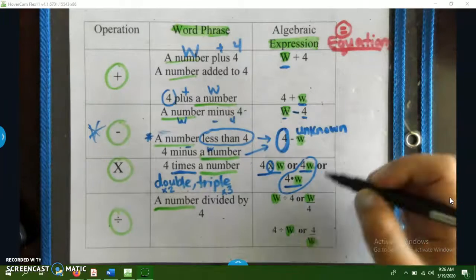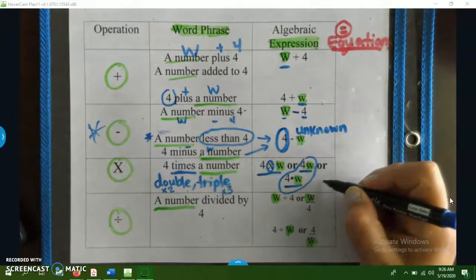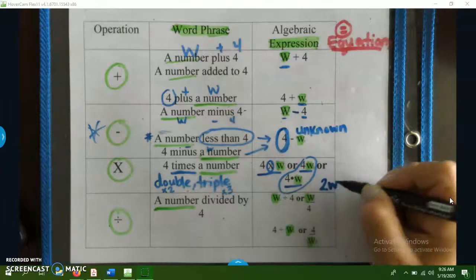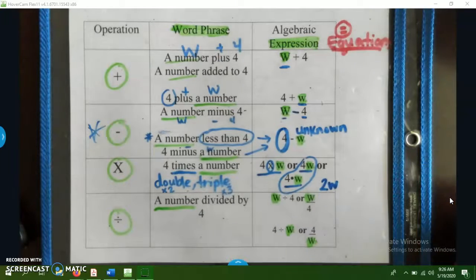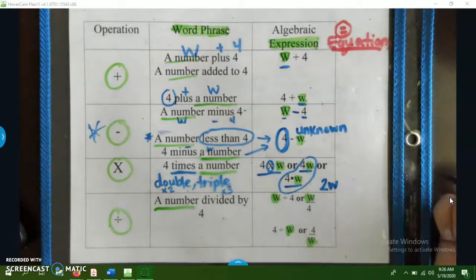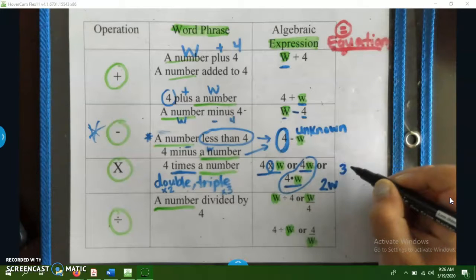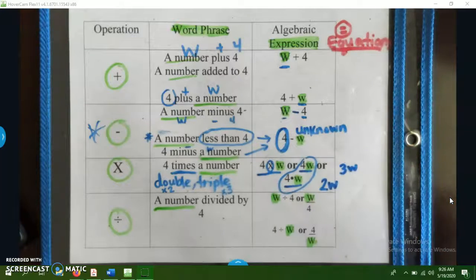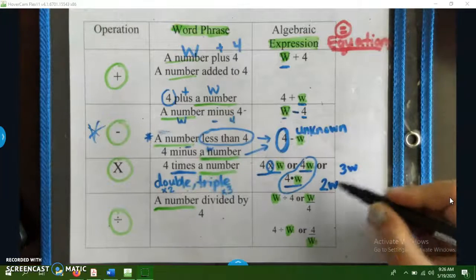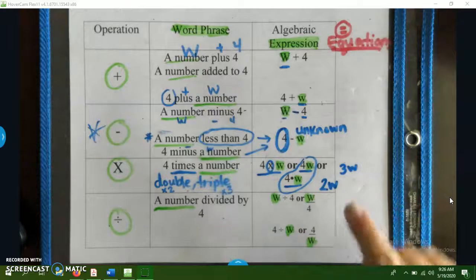double the number 6, or double an unknown number. If you wanted to double an unknown number, you would write it like that, 2 times the number. If I wanted to triple an unknown number, then I would write 3 times the variable. Triple it, double it. Just a couple of ways that you may see a multiplication phrase written.